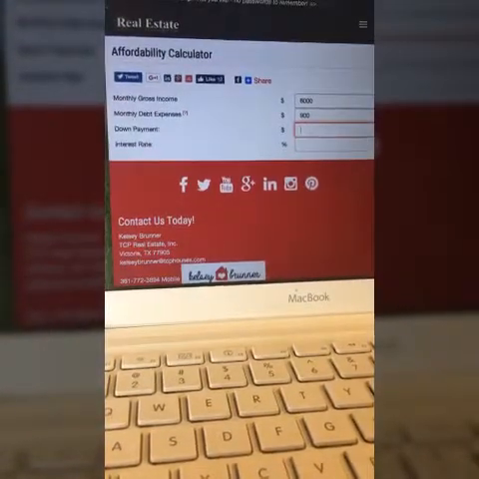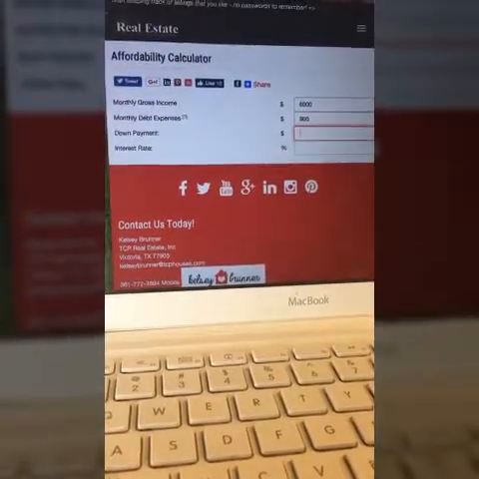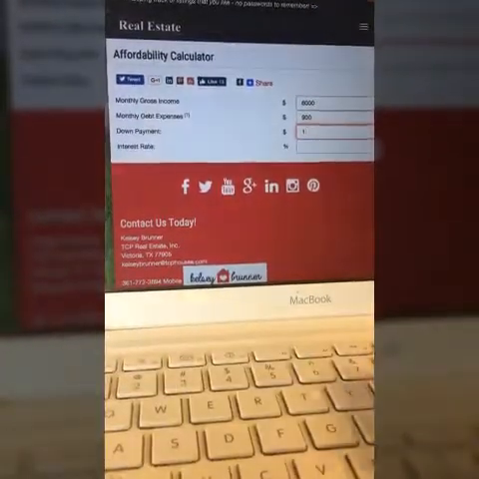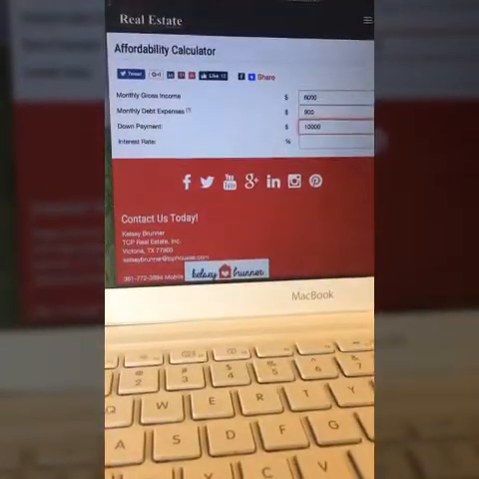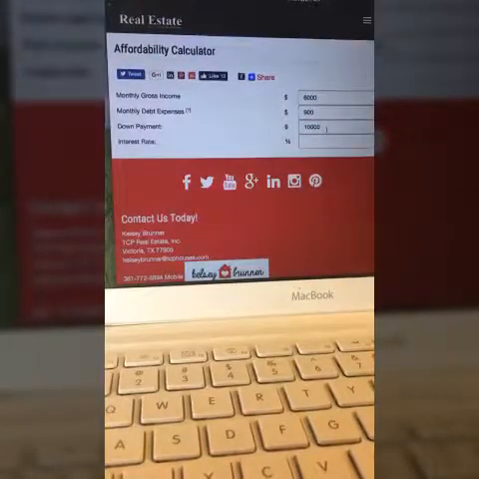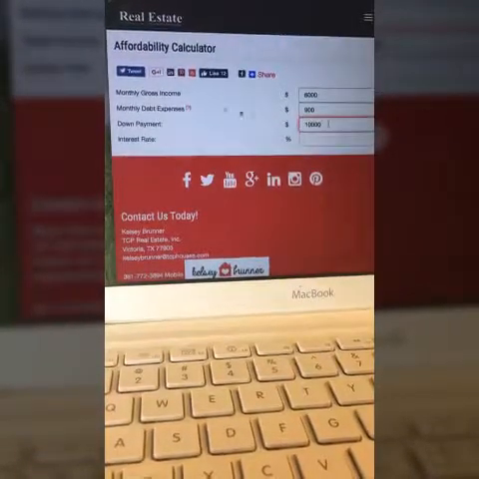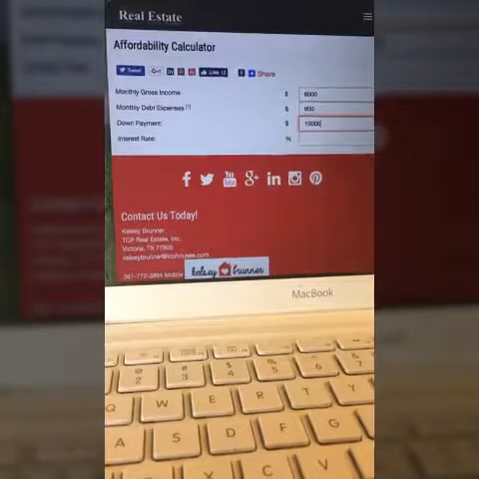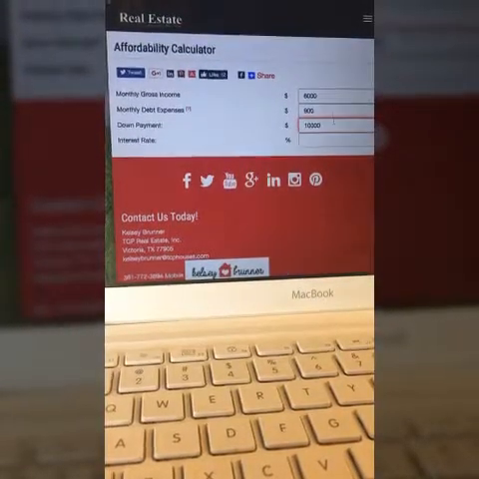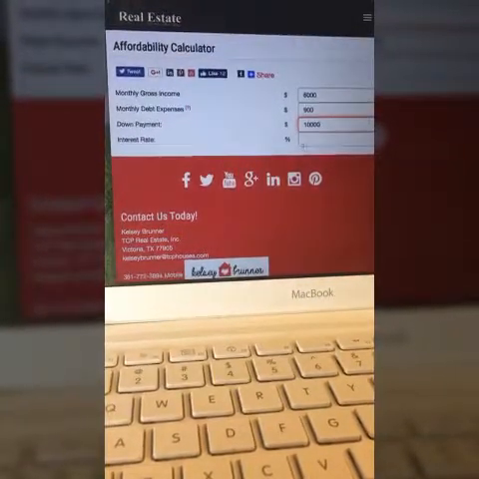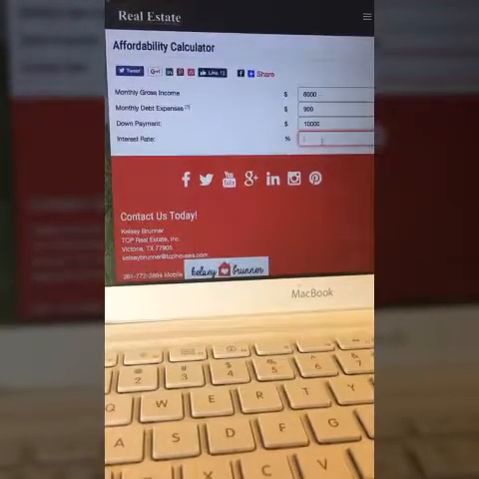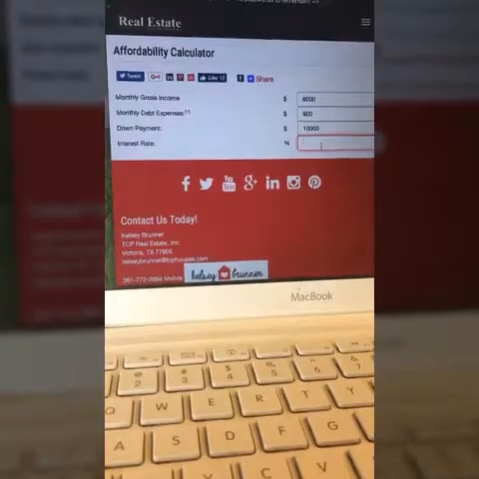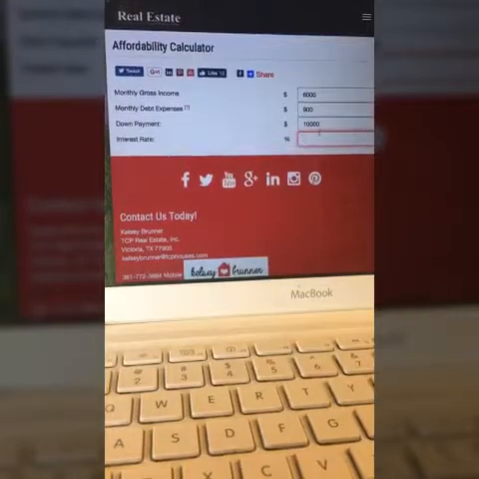So under down payment, you're going to write how much money you have saved to put down on a house. There are several types of different loans, like I said before. Some are 100% loans that don't require a down payment, but you will still have closing costs. For the purposes of this video, I'm just going to use $10,000 as an example. Say you got a tax return back, you've been saving for several months, you got $10,000 to put down.